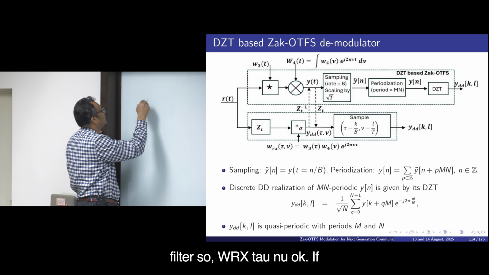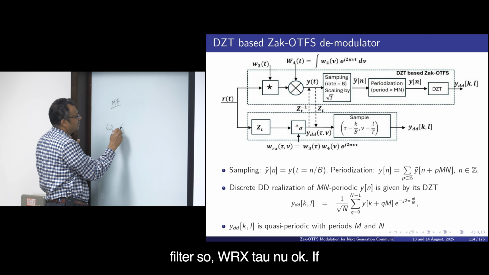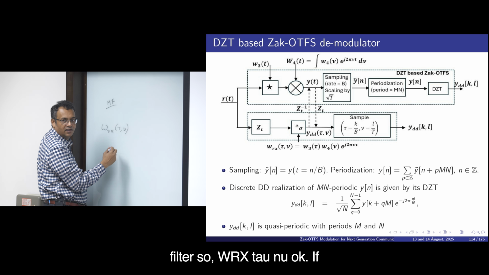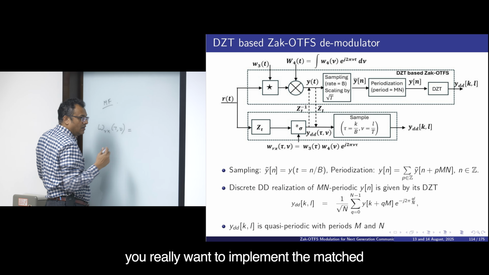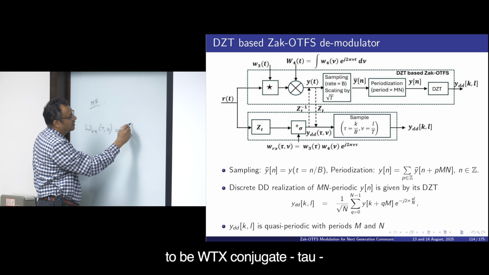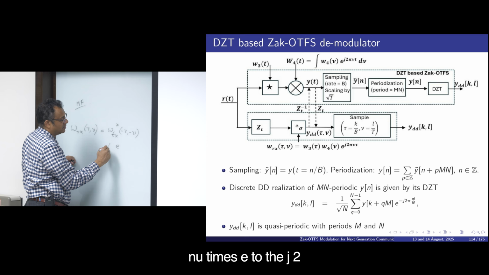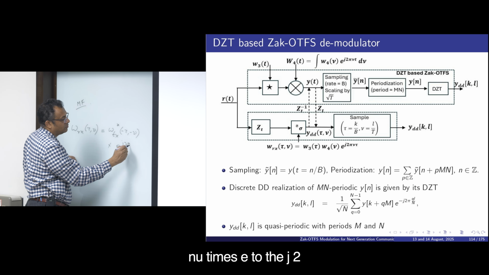So, matched filter. W_RX(tau, nu), okay. If you really want to implement the matched filter at the receiver, then it has to be W_TX conjugate of (minus tau, minus nu) times e^(j 2 pi nu tau).